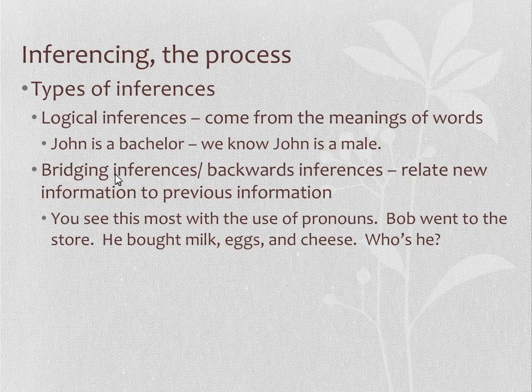So let's talk about the types of inferences. There are logical inferences, which come from the meaning of the text presented. So John is a bachelor, so we'll know that John is male. There are bridging inferences, sometimes called backwards inferences, where you relate new information to previous information that you know, and that's mostly through pronouns. So Bob went to the store, he bought milk, eggs, and cheese. If you ask someone who's he, it'll be Bob because he's the previous noun actor in the sentence. Sometimes these are called anaphoric inferences, where you're going backwards.